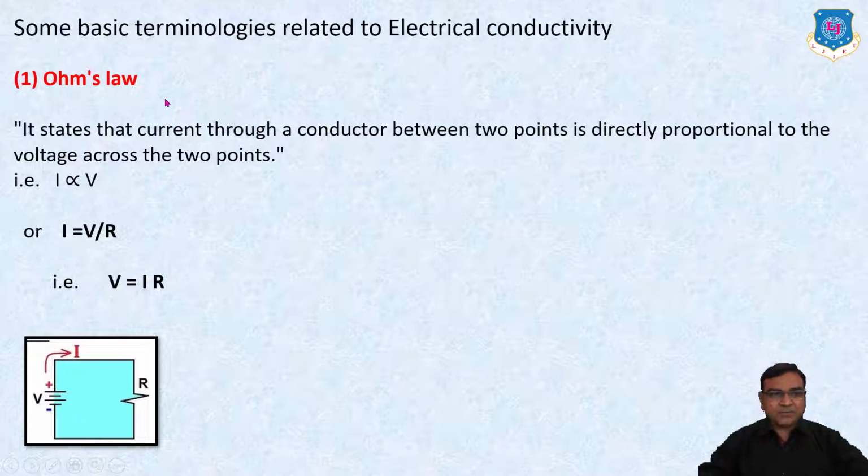First, Ohm's law. It states that the current through a conductor between two points is directly proportional to the voltage across two points. So this is the voltage across these two points. The current flowing through this conductor is I, and R is the resistance. So the equation is I equals V by R, meaning V equals IR. So this is Ohm's law.